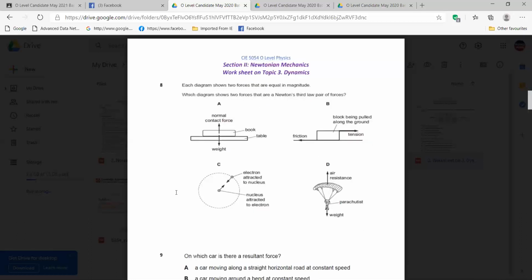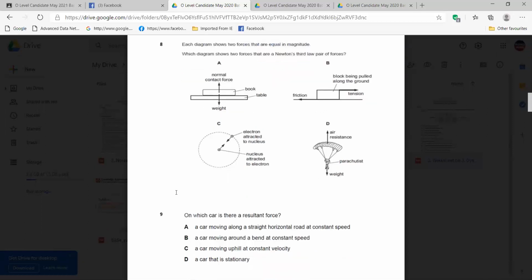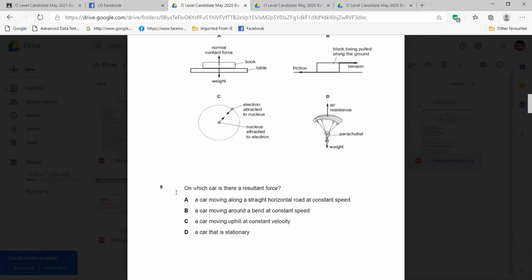Another one. Yes, sir. I did till question number 9. You did till question number 9, right? Yes, I gave up then because I did not have the notes. Now I think you can try 9, right? On which car is there a resultant force? Yes, it's B.